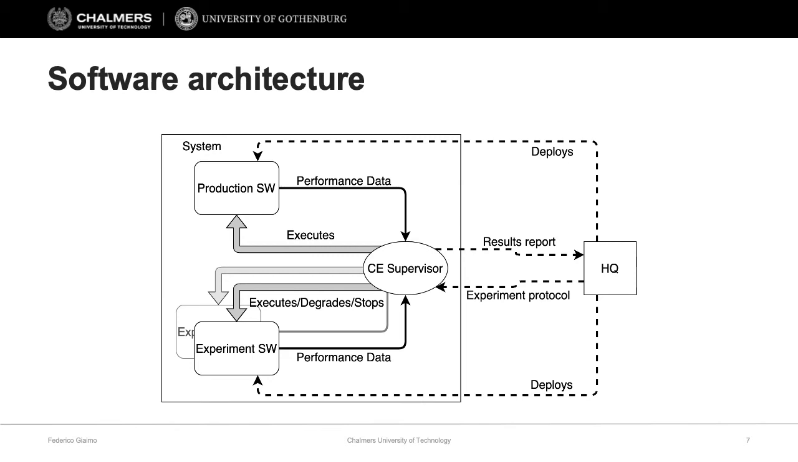The supervisor module is the one in charge of the smooth operation of the experimentation process. It monitors the performances of production and experimental software modules to make sure that the experiment parameters are not violated, and if violations are indeed occurring, it has the power to ask the experimental software module to reduce their resources consumption by issuing a degradation command. Or if the violations are deemed too severe, it can abort the experiment by issuing a stop command to the experimental modules.